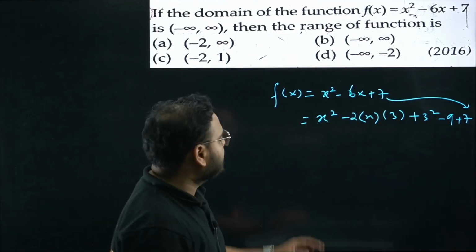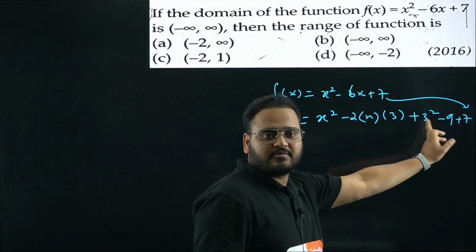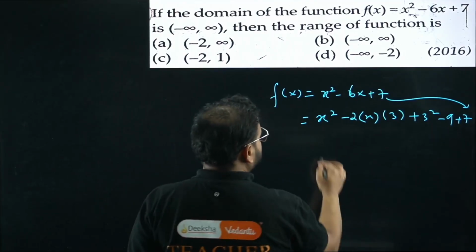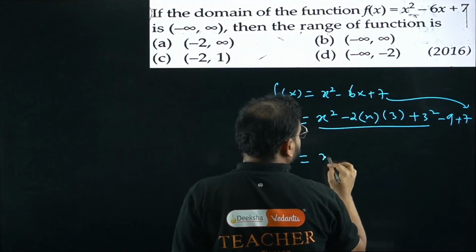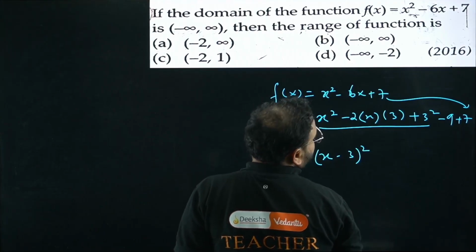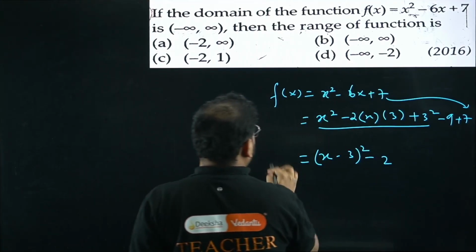Not a problem. Okay. So I have added 9, and I have removed the 9. 3 square is 9 only, no? I have removed that. Club this together. You will have x minus 3, the whole square, minus 2. This is your f of x.